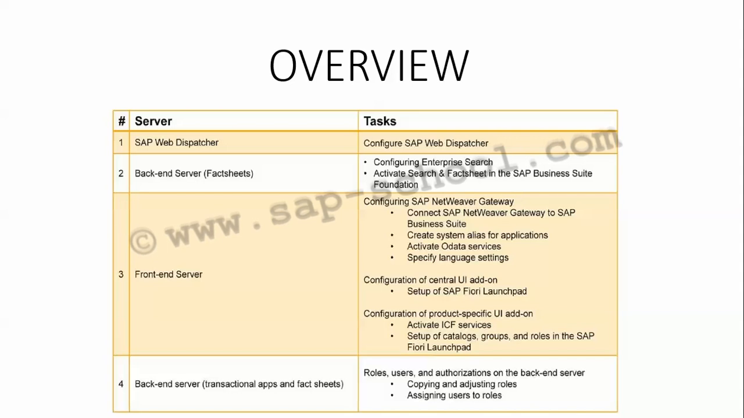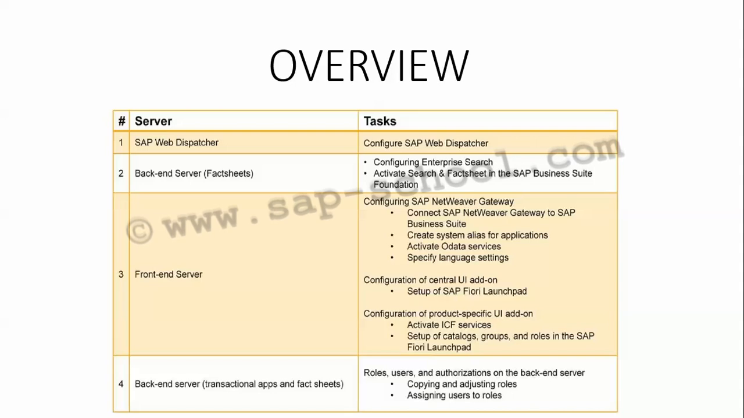So step 3 is basically after that we have to configure the front end server, and this is done again for both transactional apps and the fact sheets. Then we have the step 4, which is configuring the backend server, and this is also done for transactional apps and the fact sheets. So viewing from the higher level, we have to set up the roles, users and authorizations. My transactional apps can run on any DB, whereas my fact sheets can run on only the HANA systems. So now let's move to the next slide.